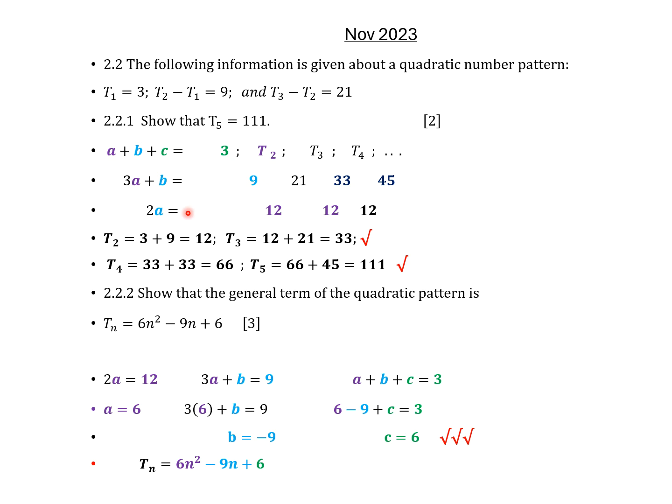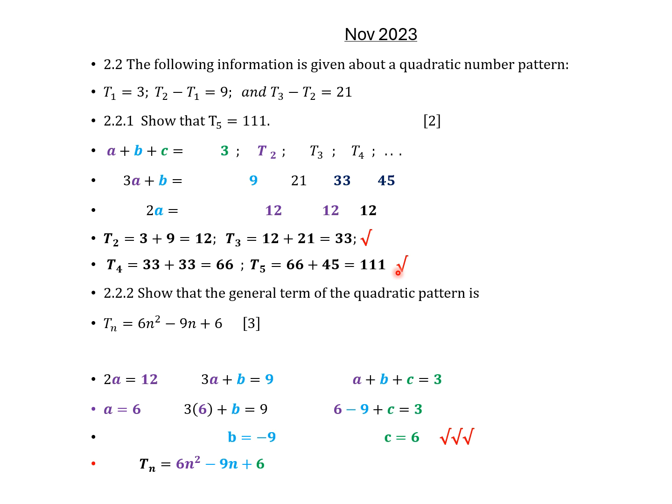So 2a equals 12, 3a plus b equals 9, and a plus b plus c equals 3. Now they say show that term 5 equals 111. So if I continue from term 2, plus 21, therefore 21 plus 12 is 33, 33 plus 12 would give me 45. So term 2, 3 plus 9 would give me 12. 12 plus 21 would give me 33. 1 mark up to there. Term 4, 33 plus 33 would give me 66. Therefore, term 5 is then 66 plus 45, which then gives me 111.